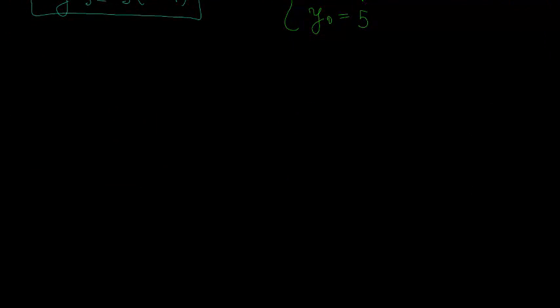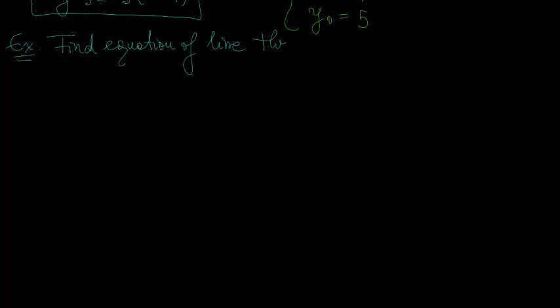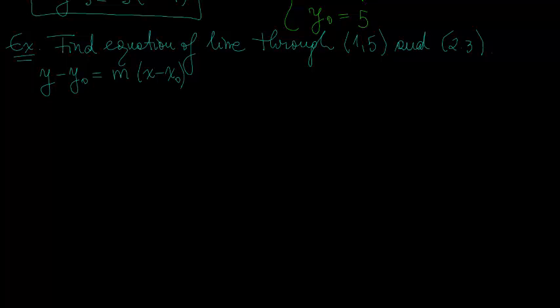A slightly more difficult exercise. Let's find the equation of the line through the points (1, 5) and (2, 3). So again, we have the same equation, y minus y0 is m times x minus x0, and now we're trying to find x0, y0, and m. We're always trying to find these 3 parameters.